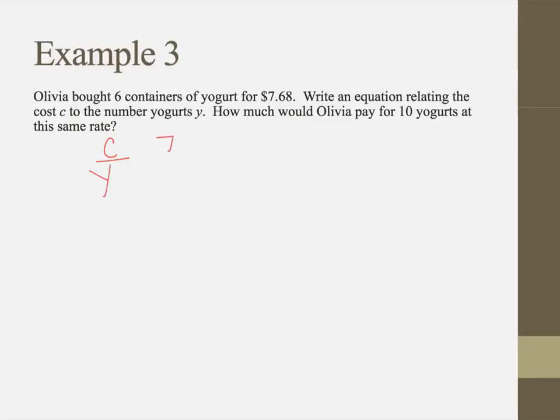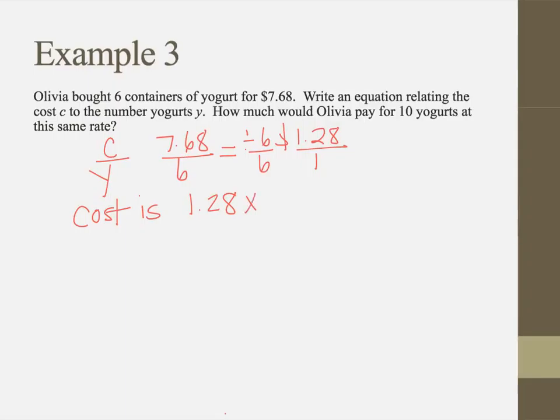So if we take 7.68 and we divide by 6 containers, I'm going to divide by 6, we get $1.28 for 1 container of yogurt. So now the next thing that we have to do is write an equation. Well, we know that the cost is $1.28 times the number of yogurt. I'm going to abbreviate.